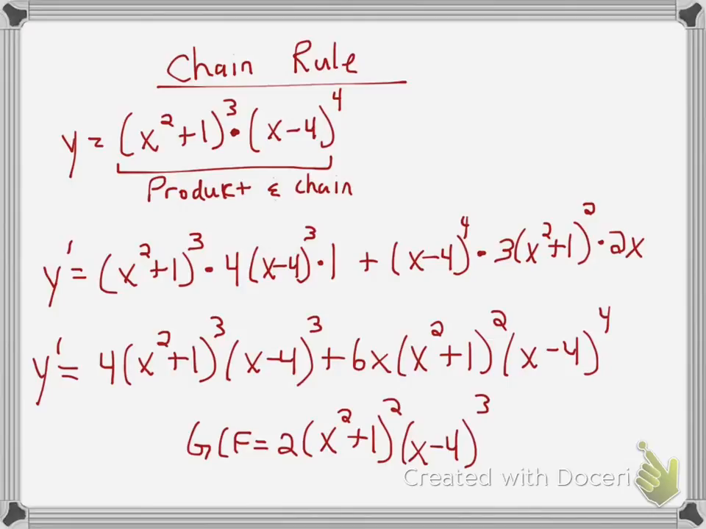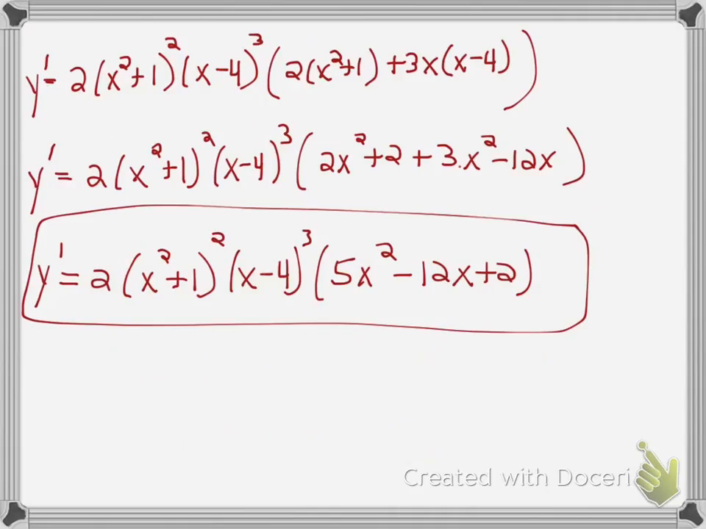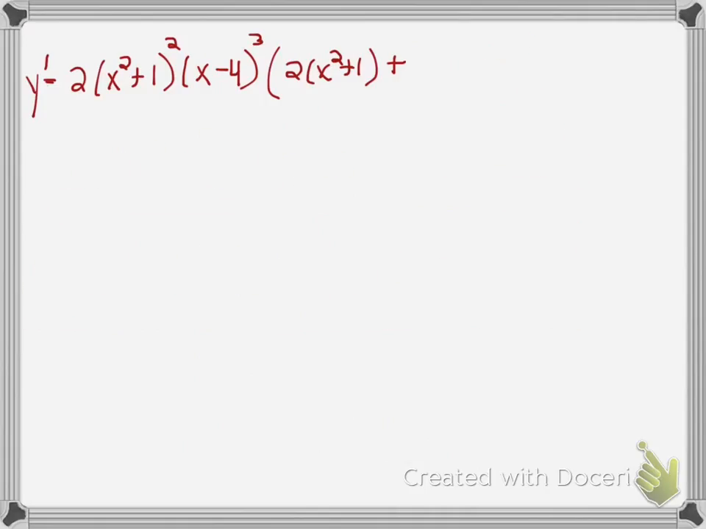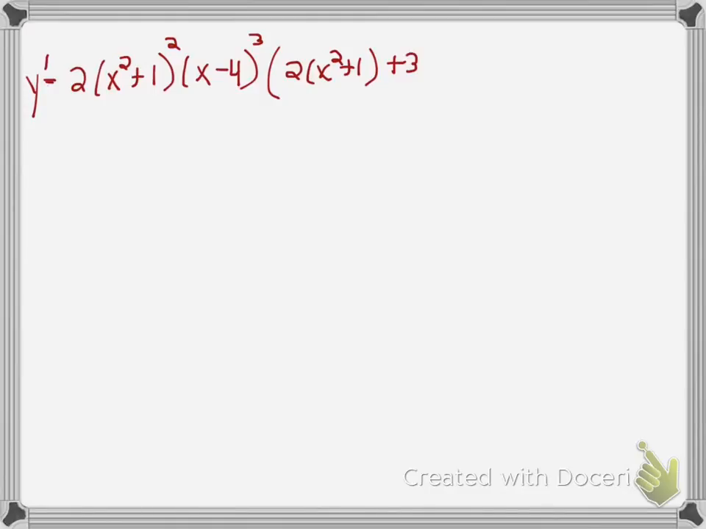So now we're going to go to the next page. We're going to take this GCF away from all that stuff. So we're going to start doing that right here. So there's my GCF, the 2, x squared plus 1 squared, and x minus 4 cubed. And what's going to be left over is 2, x squared plus 1, and then 3, x times x minus 4, all right? So that's what we have at this point. I factor out the GCF. This is what was left over.